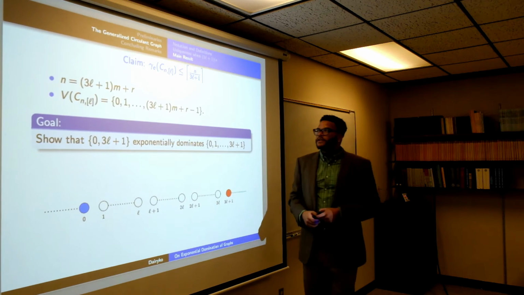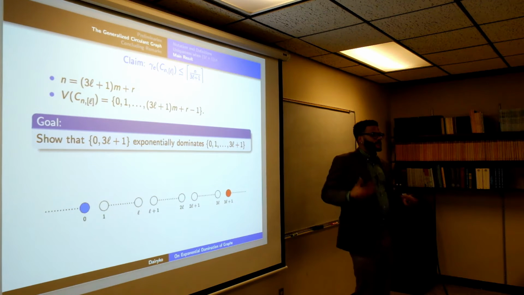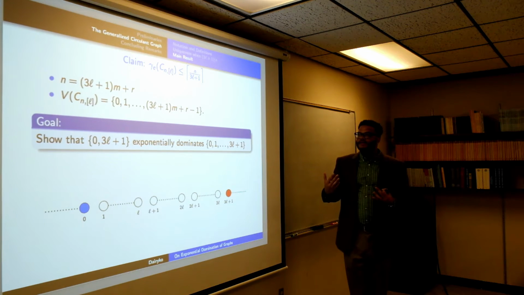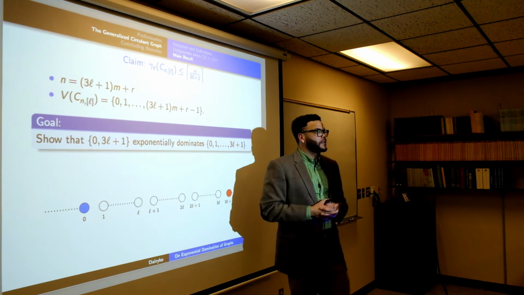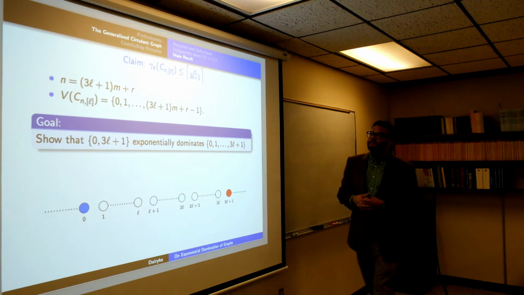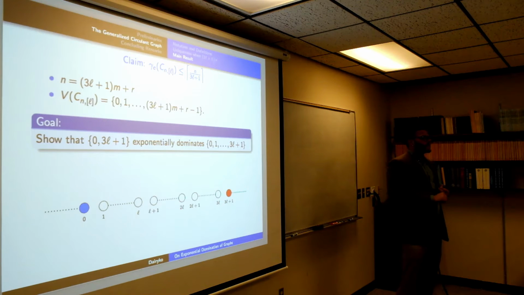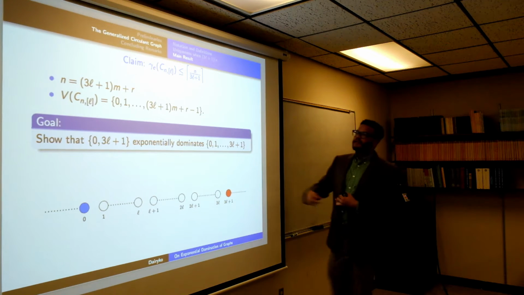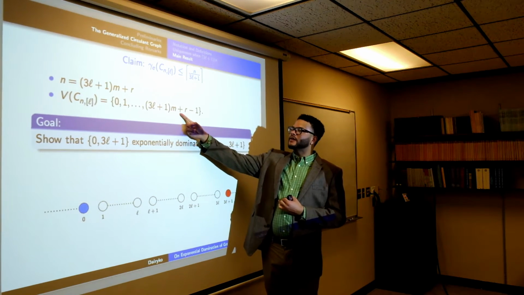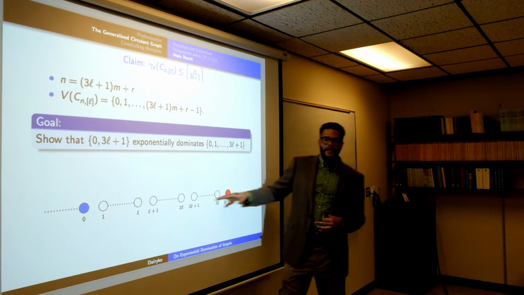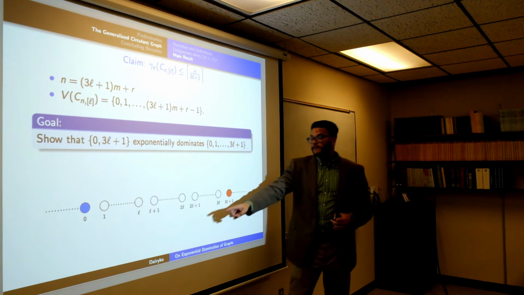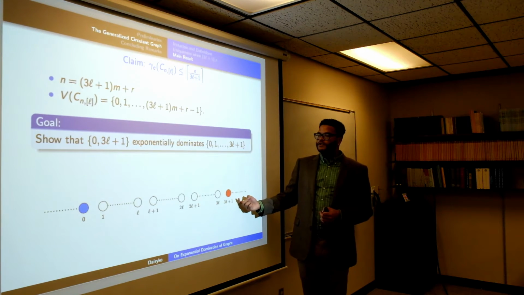My next slide, I'm going to start on step 3. And this one is, again, a proof by picture, so you'll probably like this a little bit better. So remember, my n is equal to 3L plus 1 times m plus r. My vertices are going to go from 0 to n minus 1, but I'm going to rewrite my n in terms of 3L plus 1 times m plus r. My goal here is to show, so this is the circulant graph, and I have vertex 0 through vertex 3L plus 1 shown.